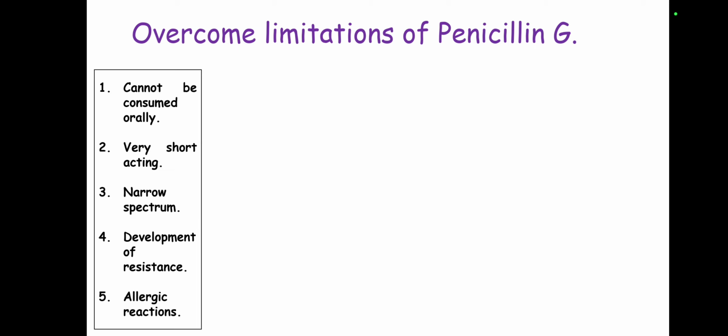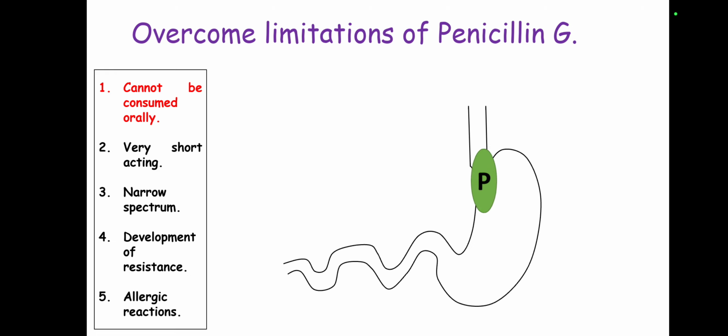Next, we shall discuss how to overcome all these problems. So, tackling the first problem, that is, it cannot be consumed orally. What is the reason why it is not effective orally? The reason is that penicillin G is acid labile. Acid labile means whenever we consume penicillin G orally, it is destroyed by the gastrointestinal acid, hydrochloric acid. So acid can break it down, and when it is broken down, it cannot be absorbed. So this is the problem.